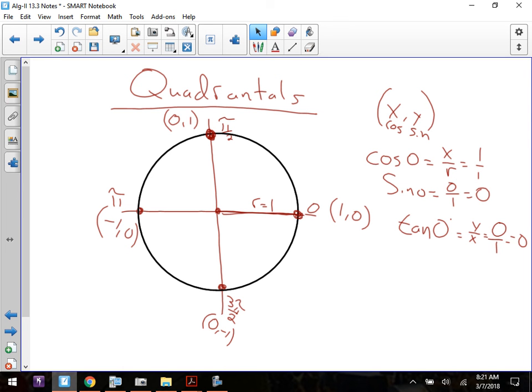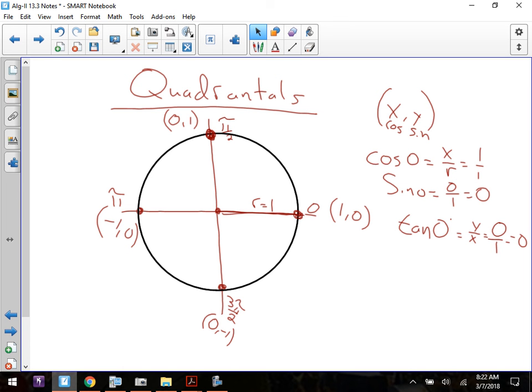Halfway between 0 and 2 pi is pi. Halfway between 0 and pi is pi over 2. These values here, 0, pi over 2, pi, 3 pi over 2, and 2 pi, these guys are just your quadrantals. These are your breakpoints on your axes as you're going around the circle.